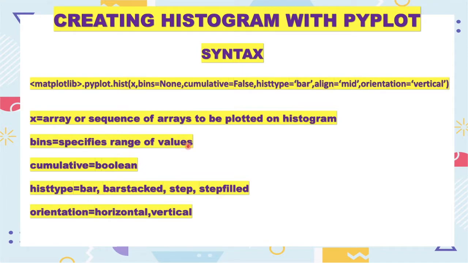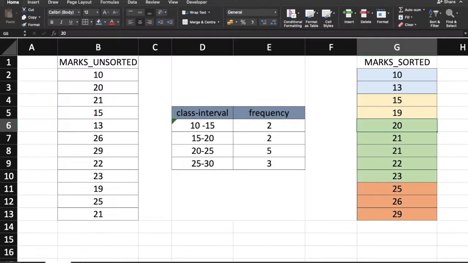Now let us try to understand what exactly a histogram is and what those parameters are from a practical perspective. As I have already said, a histogram is used for continuous data. In this column B you can see that I have stored the marks of a few students in an unsorted manner. So this is a list of marks of students, and in this column G you can see that the same marks are stored in a sorted manner.